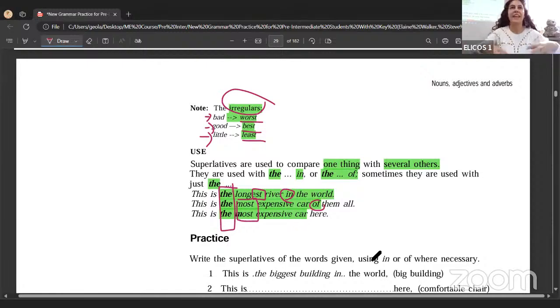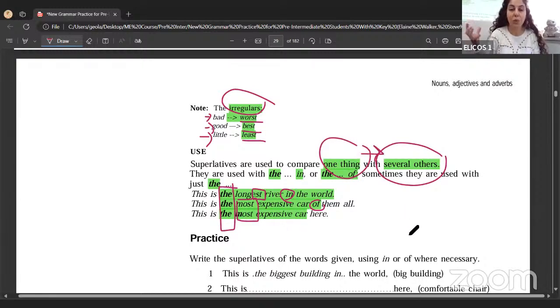So it's comparing in your whole class, in the whole of all the books, or if you're looking at many chairs, one chair compared to all the chairs. So you're comparing one to several others, to many, one to several. That's what we are comparing. Okay, it's called the superlative, and it has different rules to the comparative. This is the superlative with its rules.